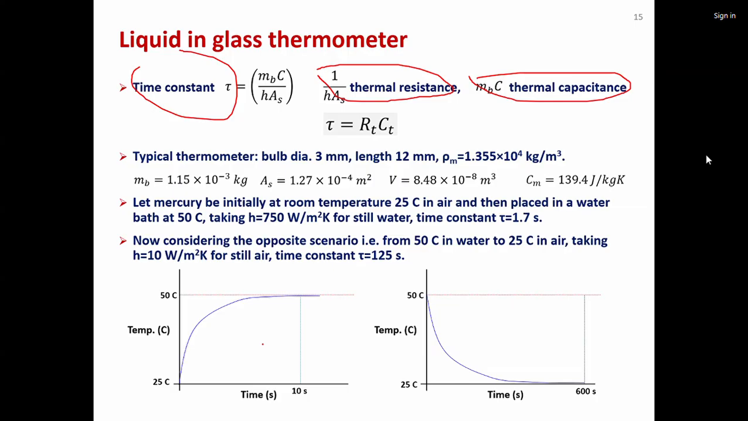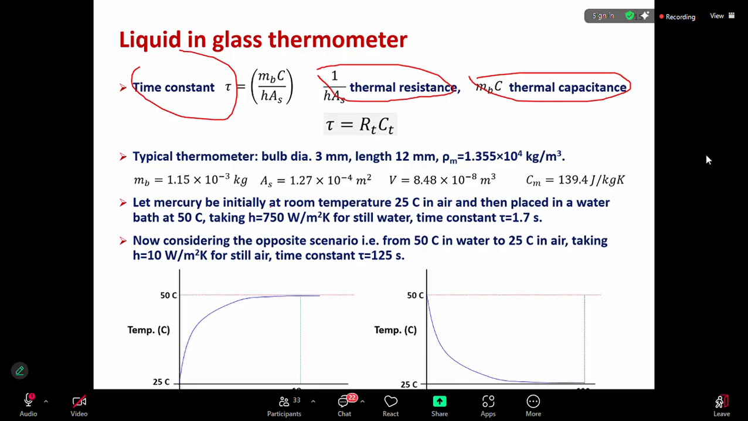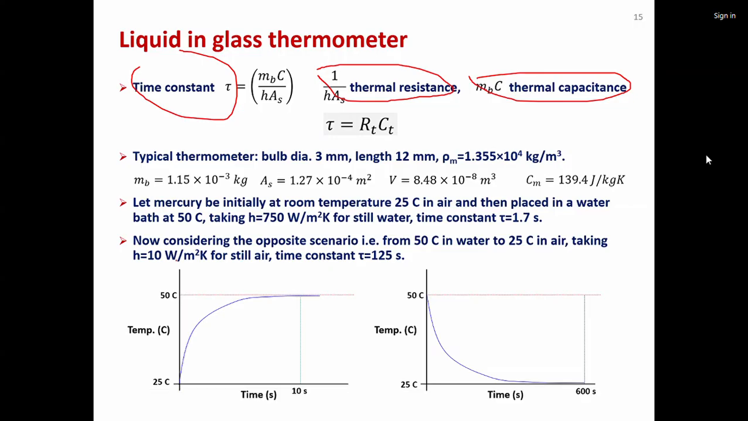When you bring the thermometer, which is initially in air, into water, water has a heat transfer coefficient of about 750 watt per meter square Kelvin. But in the second case, when you bring it from hot water to still air, the heat transfer coefficient is only 10 watt per meter square Kelvin. That is why the thermometer temperature equilibrates very quickly, about 10 seconds, in water, but it takes about 600 seconds to cool down in air.